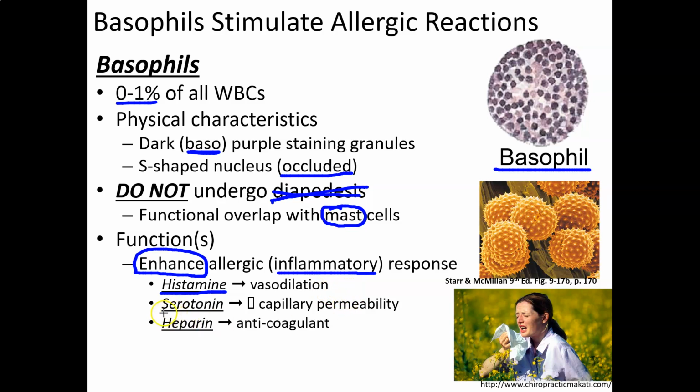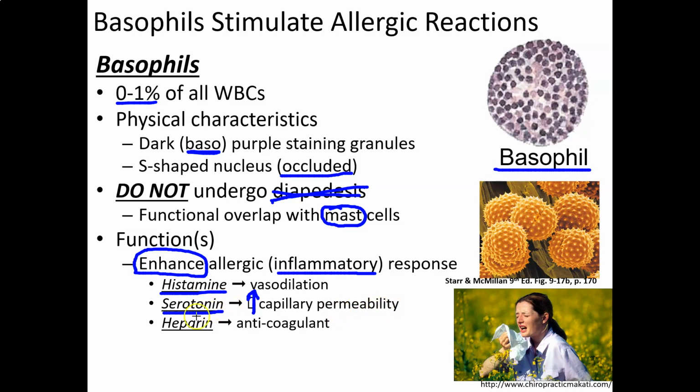Besides releasing histamine, they also release serotonin. Serotonin, and this should be an arrow up, not a box, increases capillary permeability. So they make capillaries more leaky. As capillaries become more leaky, that allows the white cells that are capable of diapedesis to be able to get to the areas of injury. In addition, it enhances the swelling, edema.